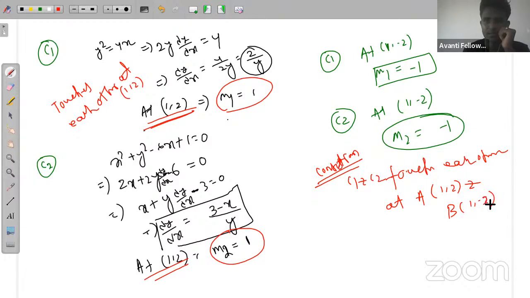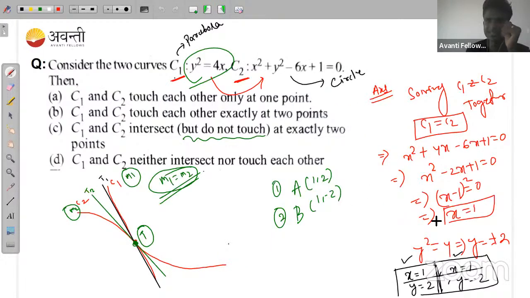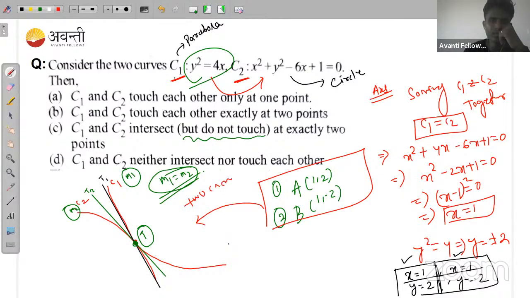Is it clear? Is it clear what we are doing? We just solved the first one. This was a basic kind of thing. We found 2 points, this and this. Now I told you the logic behind the two curves touching each other.